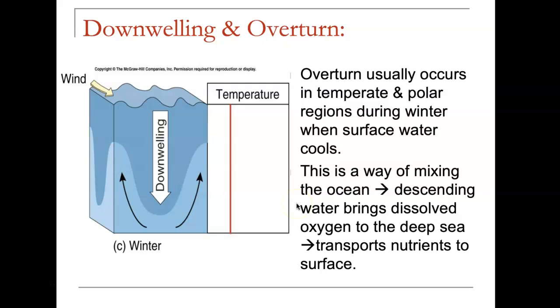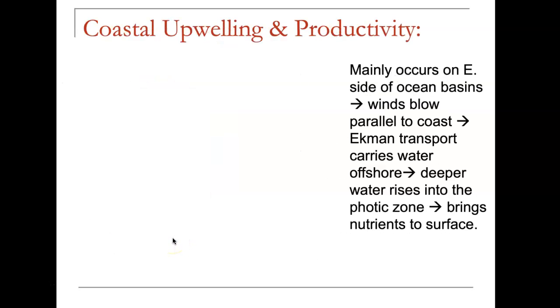So this is a way of actually mixing the ocean. This descending water is going to bring oxygen from the surface down to the bottom. And then it's also going to transport nutrients, dead and decaying matter, from the bottom to the surface. So this overturn is a great way to mix the ocean, bring nutrients from the bottom up to the surface and oxygen from the surface down. So we call that overturn.